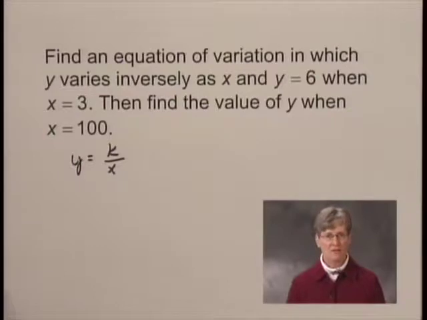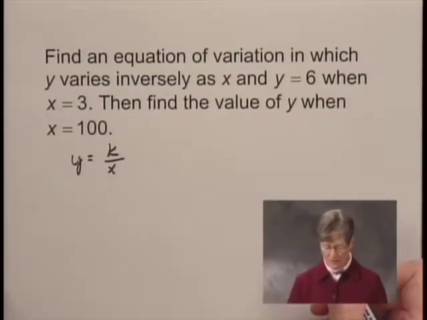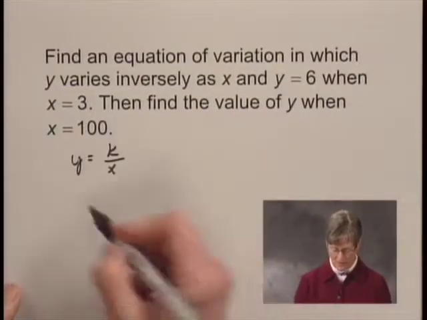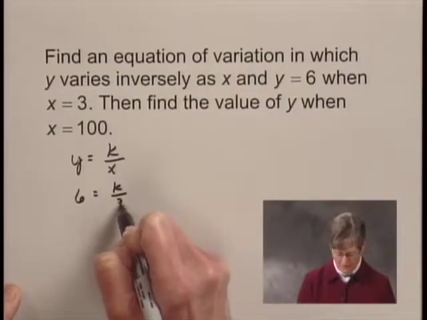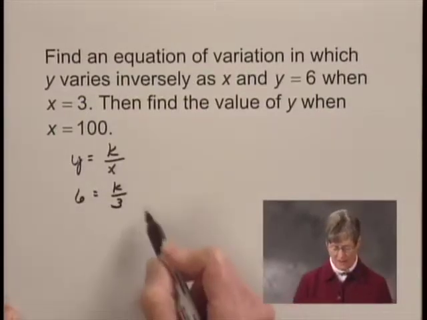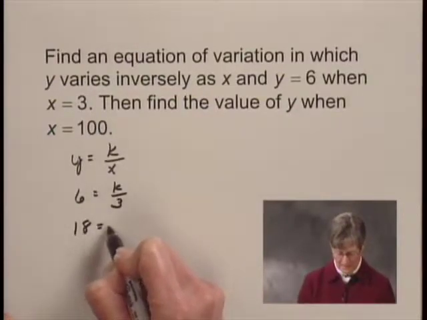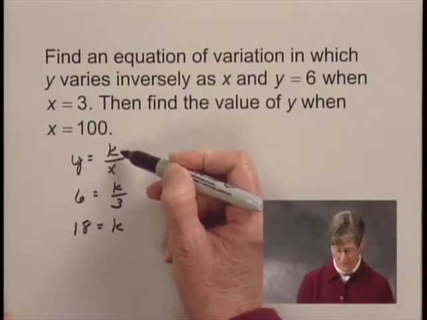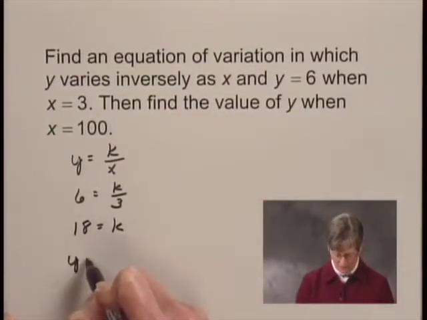And we need to find the variation constant to write the equation that we're looking for. And we'll use the information that we're given that y is 6 when x is 3. So I can substitute 6 for y and 3 for x. And then to solve for k, I just multiply both sides of the equation by 3, and I get 18 equals k. And now if I go back and substitute 18 for k in this form of the equation, I get the equation that we were looking for.